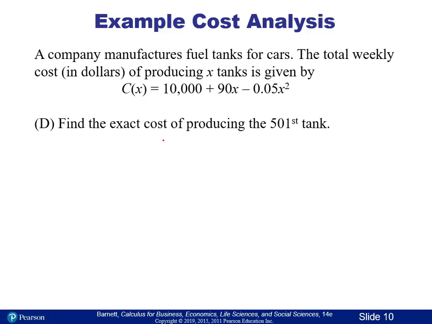So when it asks us to find the exact cost of producing the 501st tank, the exact cost, we're going to do the cost of the 501st tank minus the cost of the 500th tank. And that's going to give us the exact cost to produce that 501st tank. So when I plug that in, if I come up here, the cost for 501, I'm just going to plug that in.